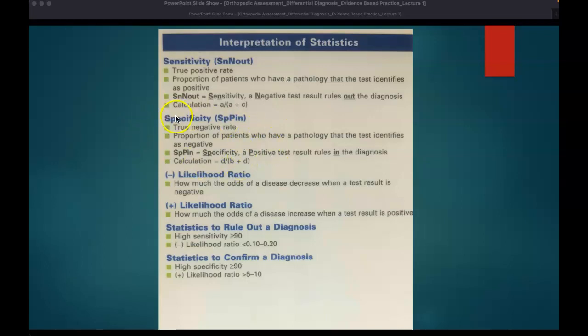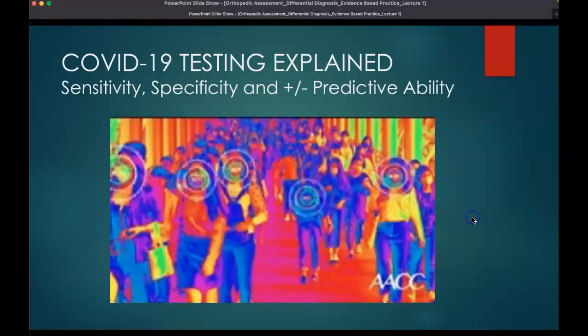The opposite of that, with a highly specific test, is a true negative rate, or it represents the patients who do not have the pathology when compared to the gold standard. So a highly specific test, when positive, will rule in the pathology, and that's most often coupled with a relatively high positive likelihood ratio, typically over 10, and we are certain that the patient has it if the test is positive when we do it.